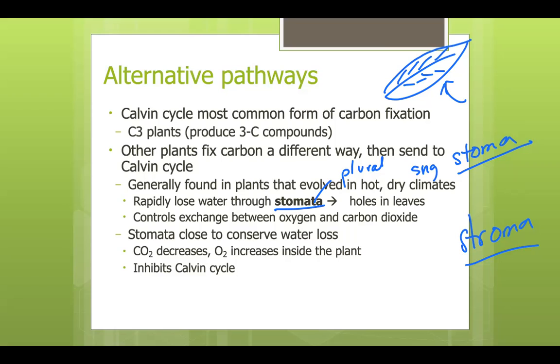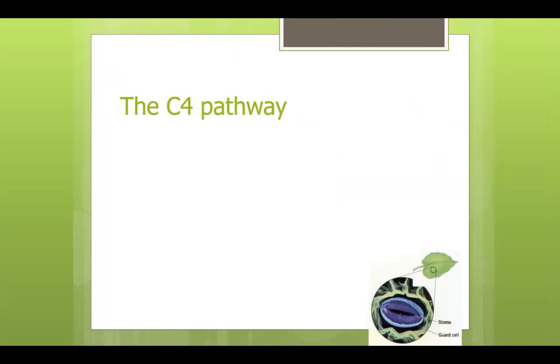So all of this basically means that plants that live in a hot, dry climate have to find an alternative way to do it because they can't have their stomata open all day during the day. So there are two alternate pathways. One is called the C4 pathway.